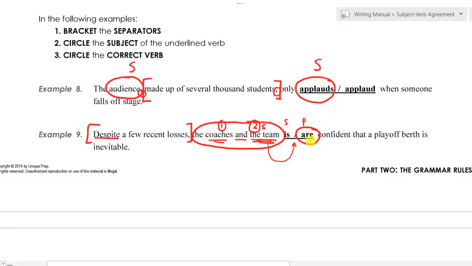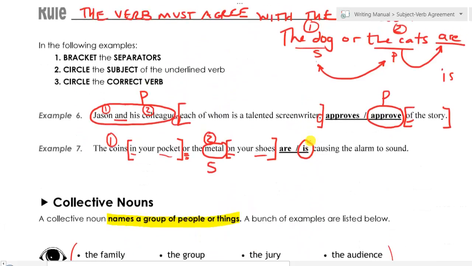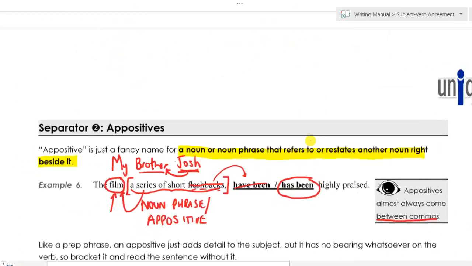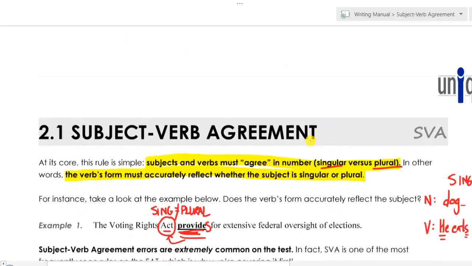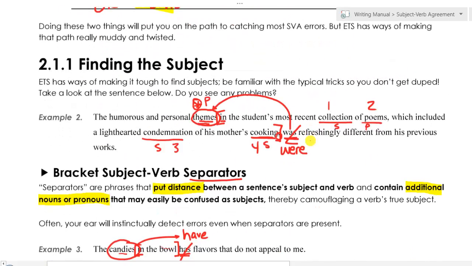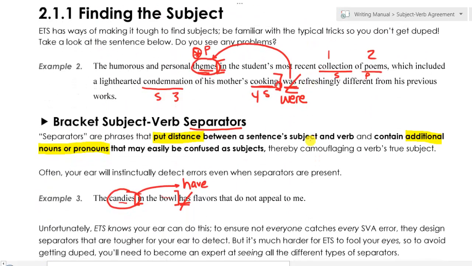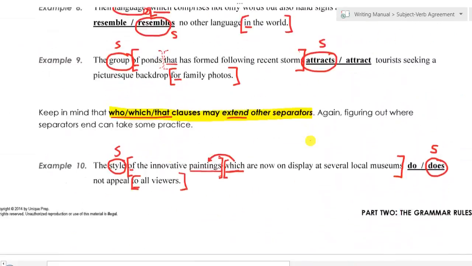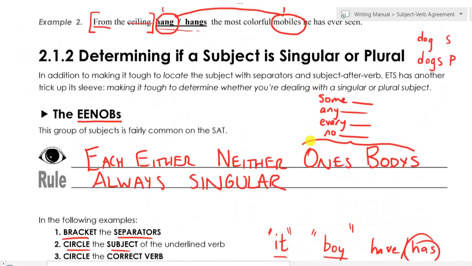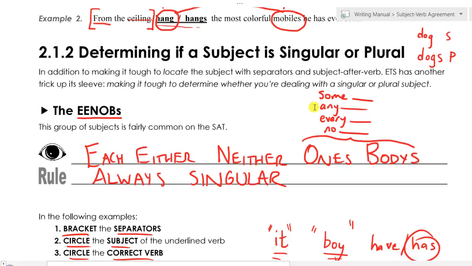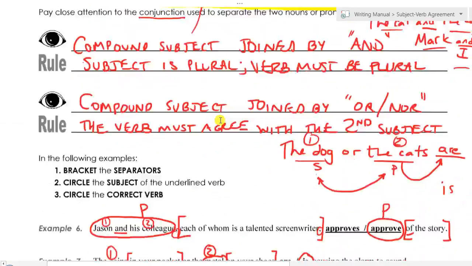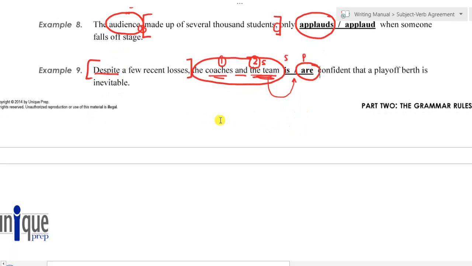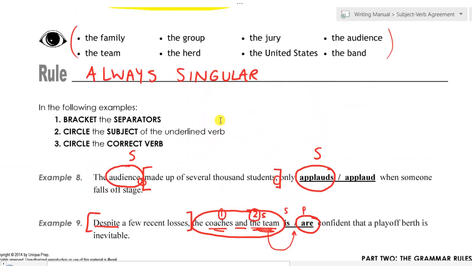That is it for subject-verb agreement. Again, subject-verb agreement is extremely important. It is going to appear several times on every test. You have to know all the different ways that ETS can make it tough to find the subject, with separators and subject after verb. You have to know the different kinds of ways that ETS will make it tough to determine if the subject is singular or plural: the compound subjects, the collective nouns. Make sure you go back and review this. Make sure you know it well, and you will be well on your way toward a nice SAT writing score.